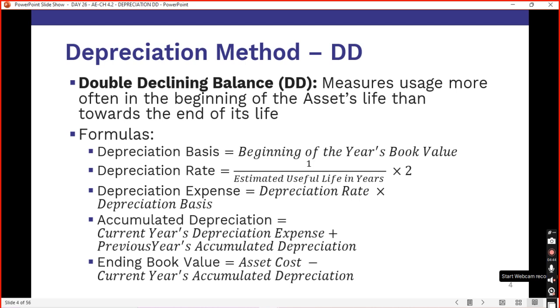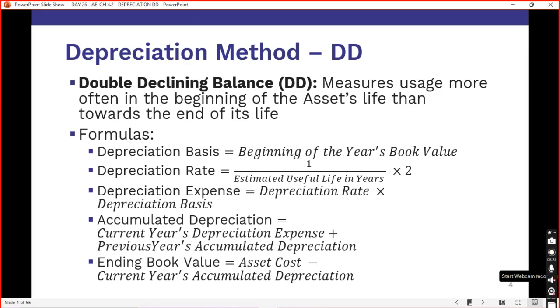That's why you would use double declining, because you would end up using it more and would probably depreciate it twice as fast, hence the keyword double declining. This is where the formula will make a difference. The first one here is the depreciation basis. Instead of using asset cost minus salvage value, you are going to be using the beginning of the year's book value, or BOY book value for short.